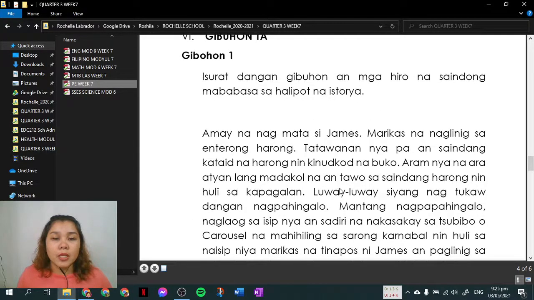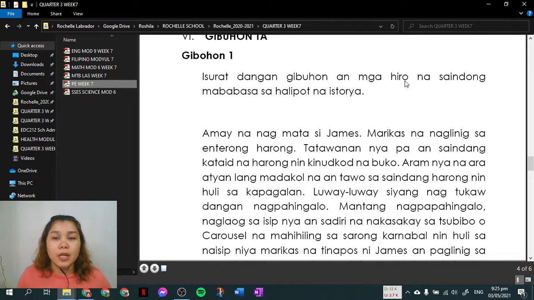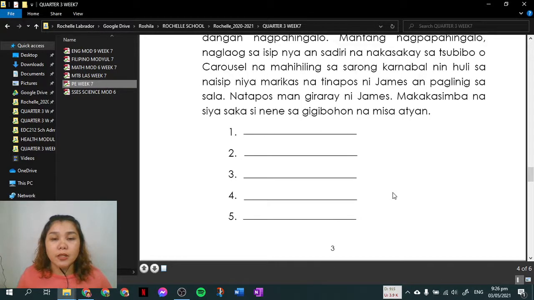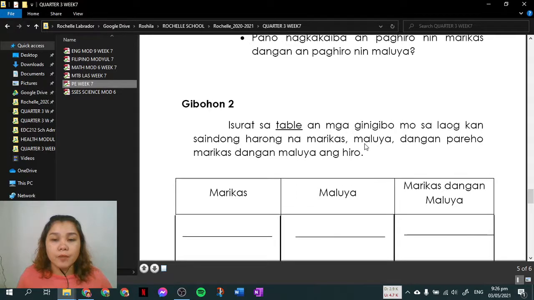Then, gibuhon 1. So, a short story or short text. Then, you need to list down actions that are found or that are mentioned in this story. So, you need to list down 5. Then, this one will be answered orally. So, gibuhon 2 naman. Write in the table, with 3 columns.